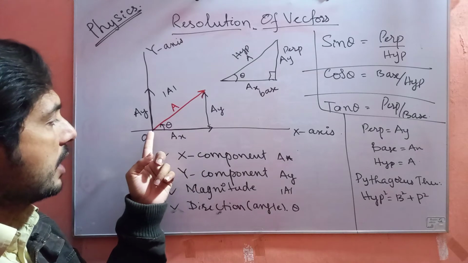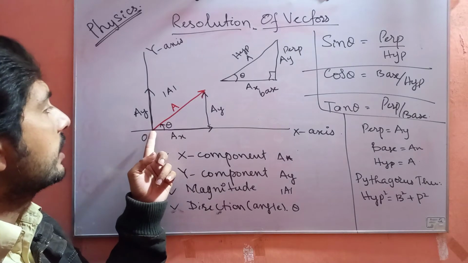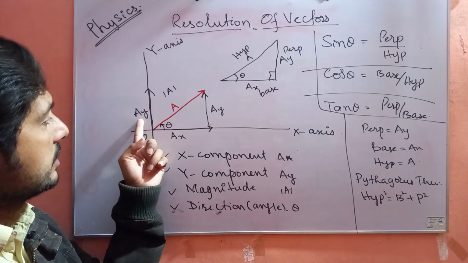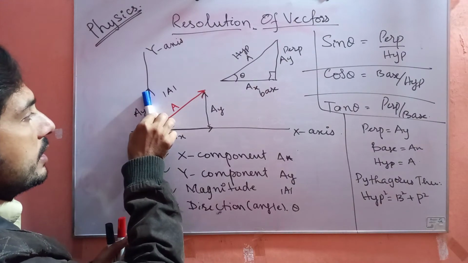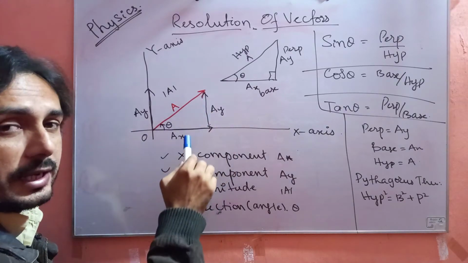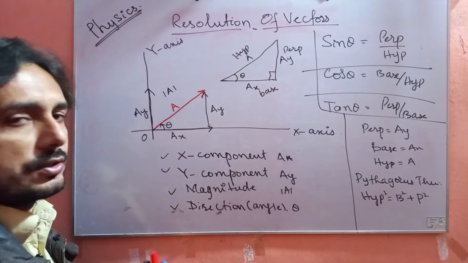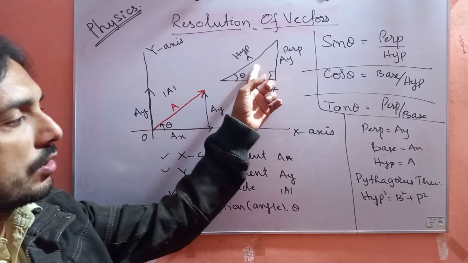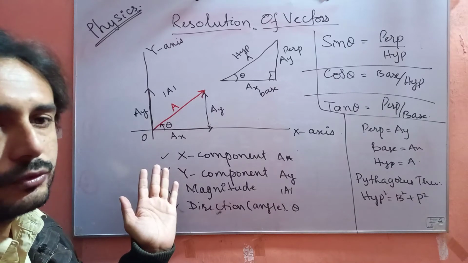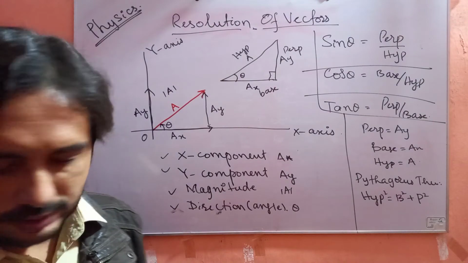By resolving, we mean the distance that the vector has traveled in the x-axis and the distance the vector has traveled in the y-axis. Since the distance of Ay is the same here, we just put it here to complete this triangle. We draw the same triangle here, and after drawing we get the values of perpendicular, base, and hypotenuse. Now let's move towards the derivations of the x component, y component, direction, and all these simultaneously.